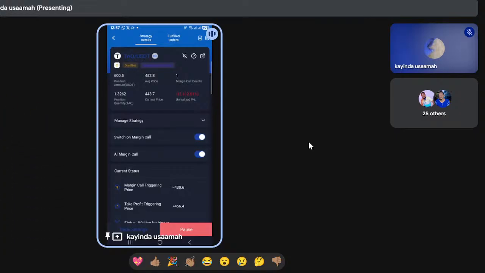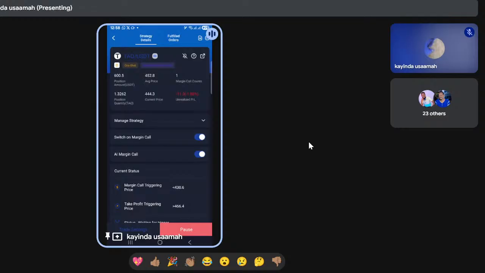Position amount. What is position amount? The robot is showing you the amount of money it has invested in a trade. For example, in my trade, Royco has invested $600 in this trade. Position quantity, the amount of coins the robot has bought. My robot has bought 1.3 thousand. That's why there is a bracket of the coin I'm trading. Tao is the coin. So Royco is saying, I have bought 1.3 thousand coins.